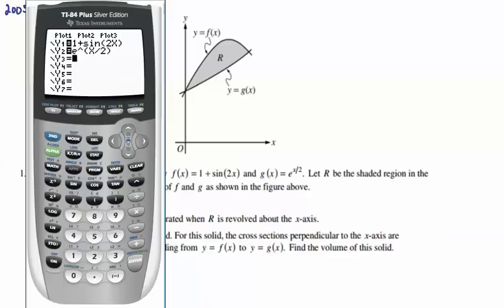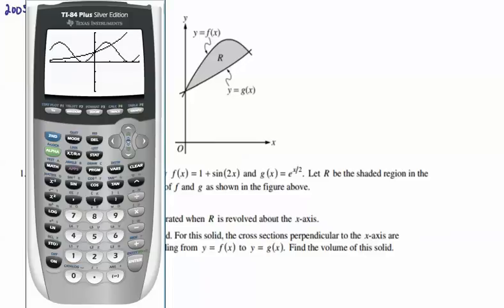Since f of x, or y1, is on top, the area is just going to be y1 minus y2. We still need to find the points of intersection here. So I'm going to go out to zoom standard, see if that gives us a good window to see this. Not too good, so I'm going to adjust my window instead to go -3 to 3 for both x and y, and we'll take a look at that.